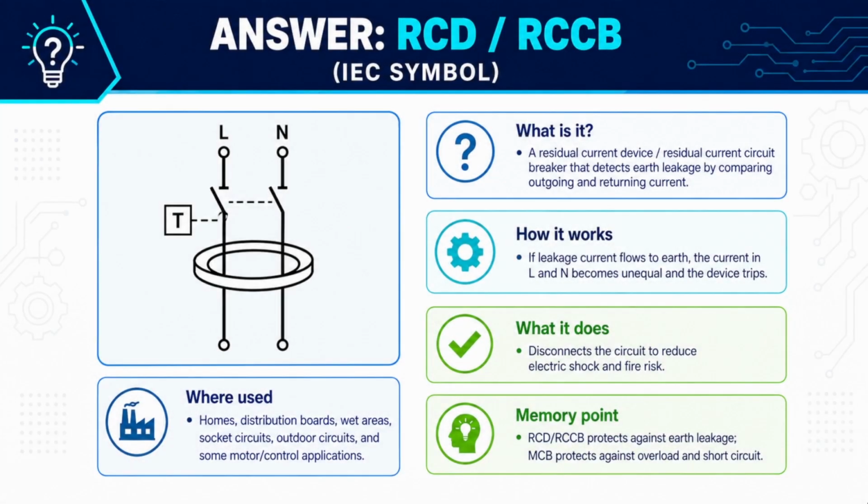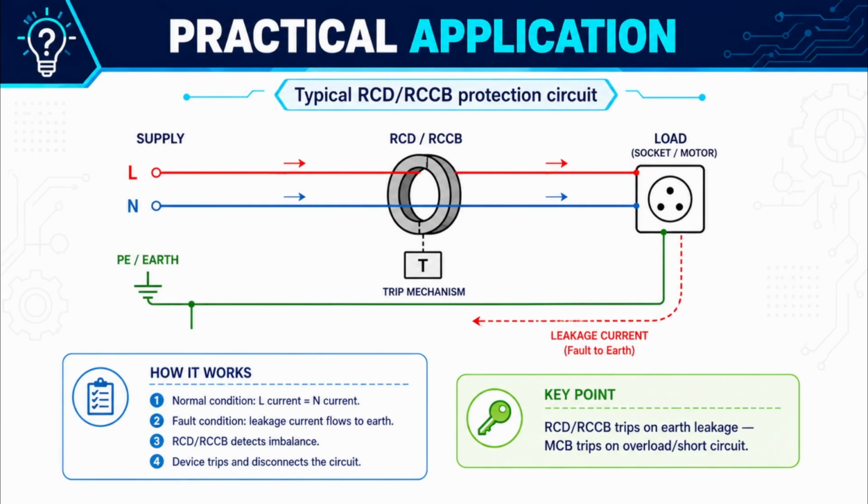It compares the current flowing through line and neutral. If some current leaks to earth, an imbalance occurs, and the device quickly trips to disconnect the circuit. During normal operation, line current and neutral current are equal. If a fault causes current to leak to earth, the RCD detects the imbalance and trips the supply. Remember, RCD protects against earth leakage, while the MCB protects against overload and short circuit.